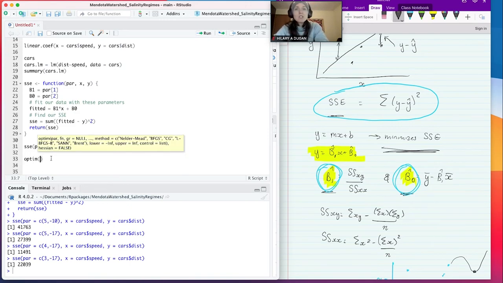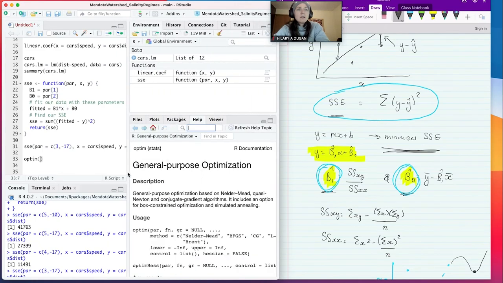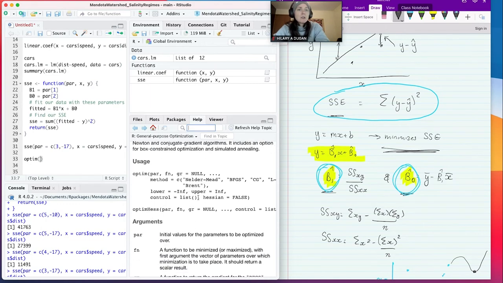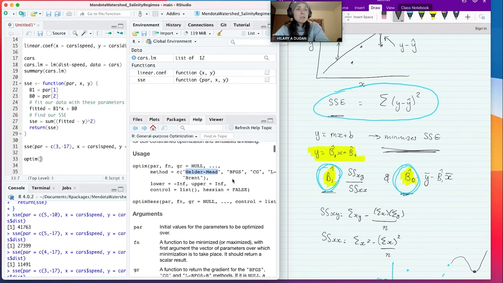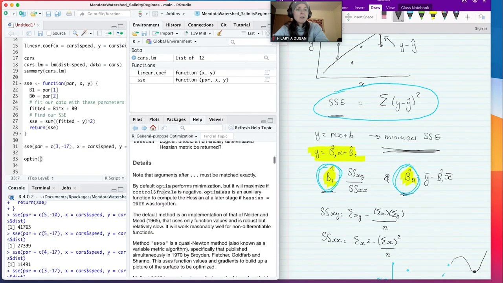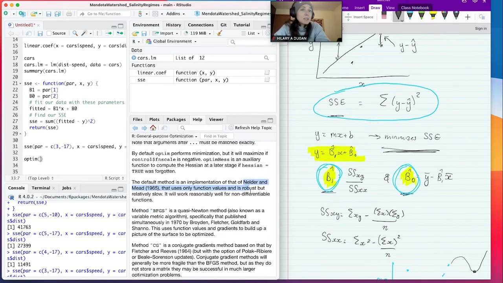We're going to use the optim function. You can look at the help file for optim and see that there are a number of different methods for general purpose optimization, and different limits and constraints you can put in depending on your method. The default is Nelder-Mead, but there are also different methods which we might get into. The help file gives you descriptions of these. So for instance, the BFGS method is a quasi-Newtonian method. And it tells us that Nelder-Mead, the default, works reasonably well, but is kind of slow.